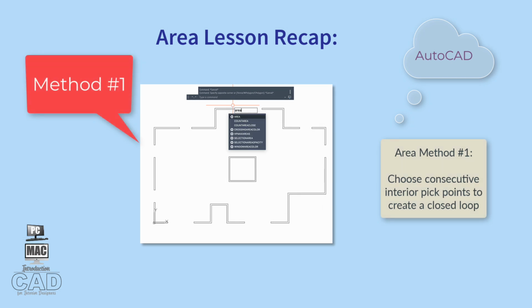To recap this video, the AutoCAD area command was demonstrated using 3 different methods. Method number 1, picking interior points within a floor plan view. In this method, the first and the last points have to be the same in order to create a closed loop for an accurate square footage measurement.